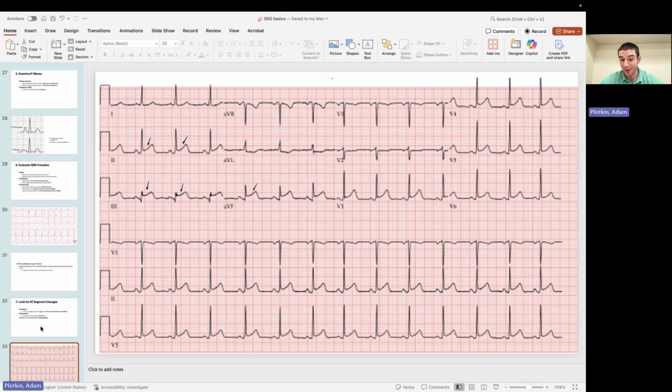Hopefully you picked up, there are some arrows in here. This was the only good one I could find. But there are arrows where you can see the elevation in 2, 3, and aVF. So which artery is blocked here? Which part of my heart is going to be impacted? Leads 2, 3, and aVF tell me the inferior portion of my heart. So the inferior wall of my heart is infarcted. In this case, we have ST segment elevation.